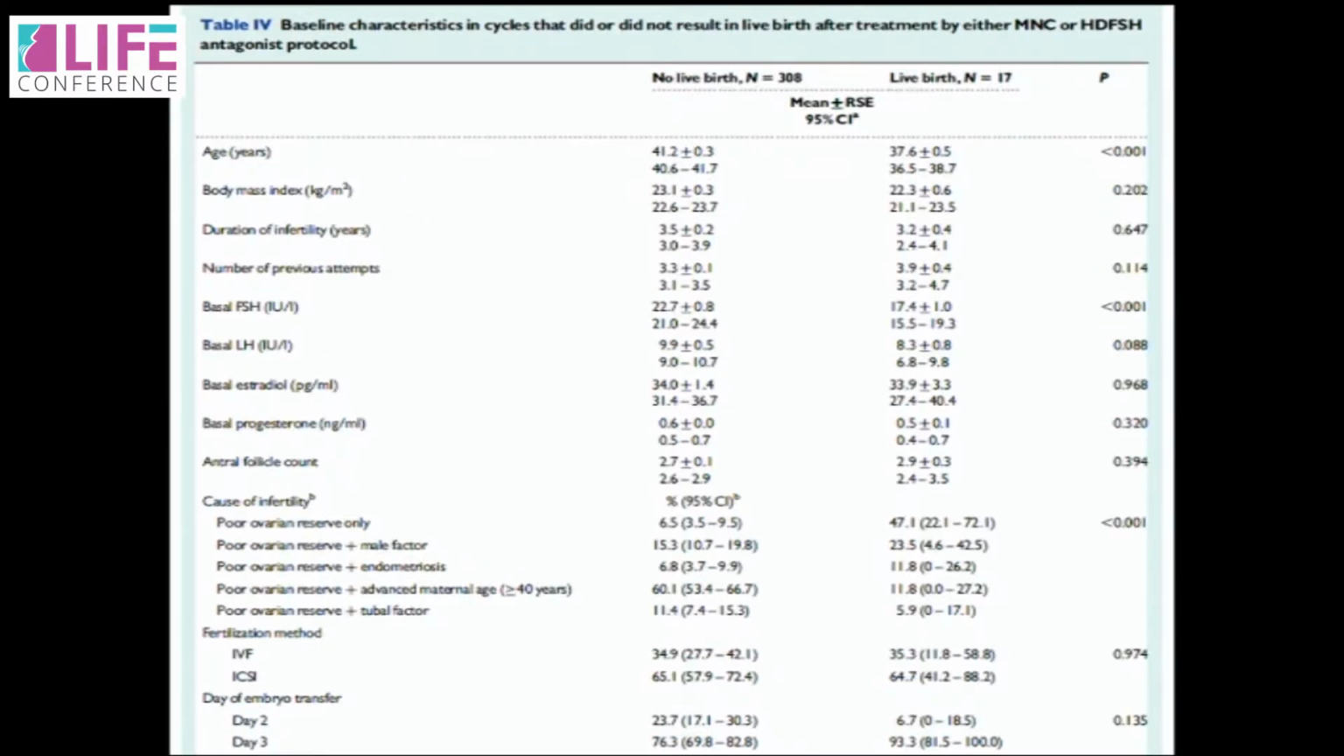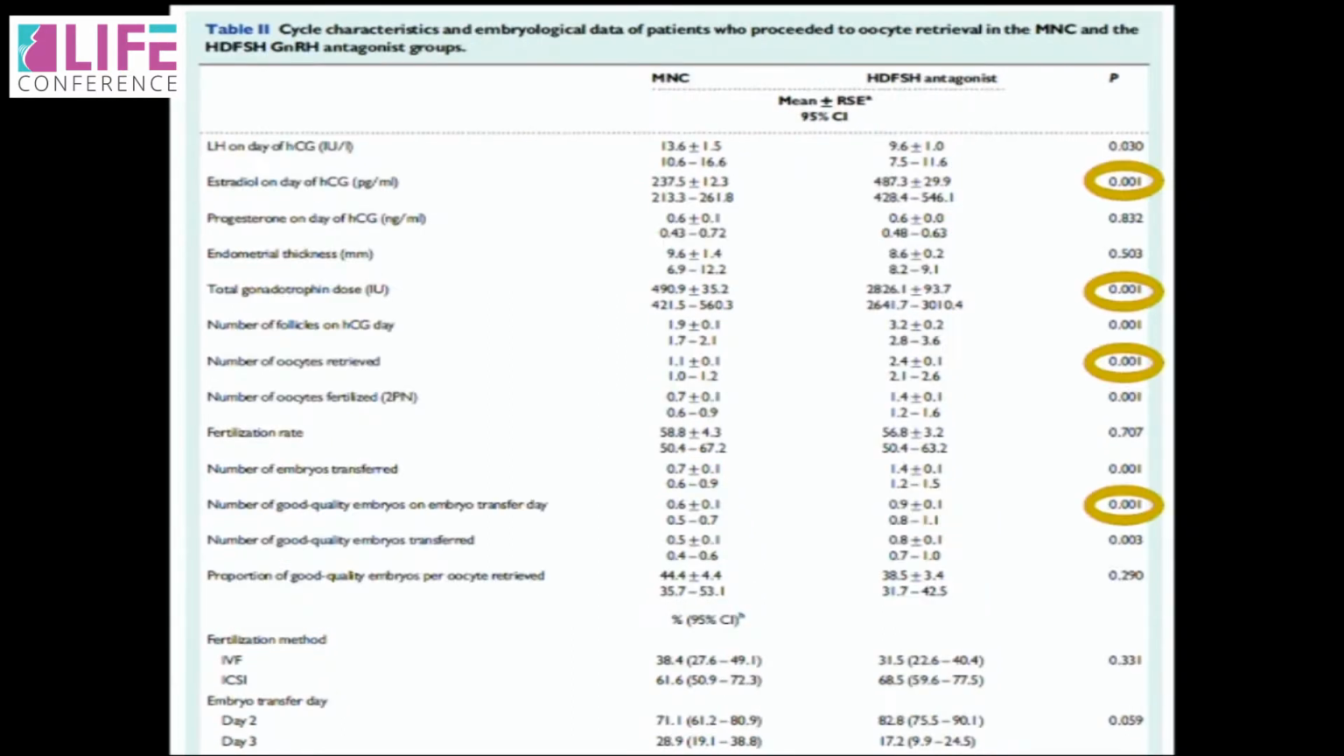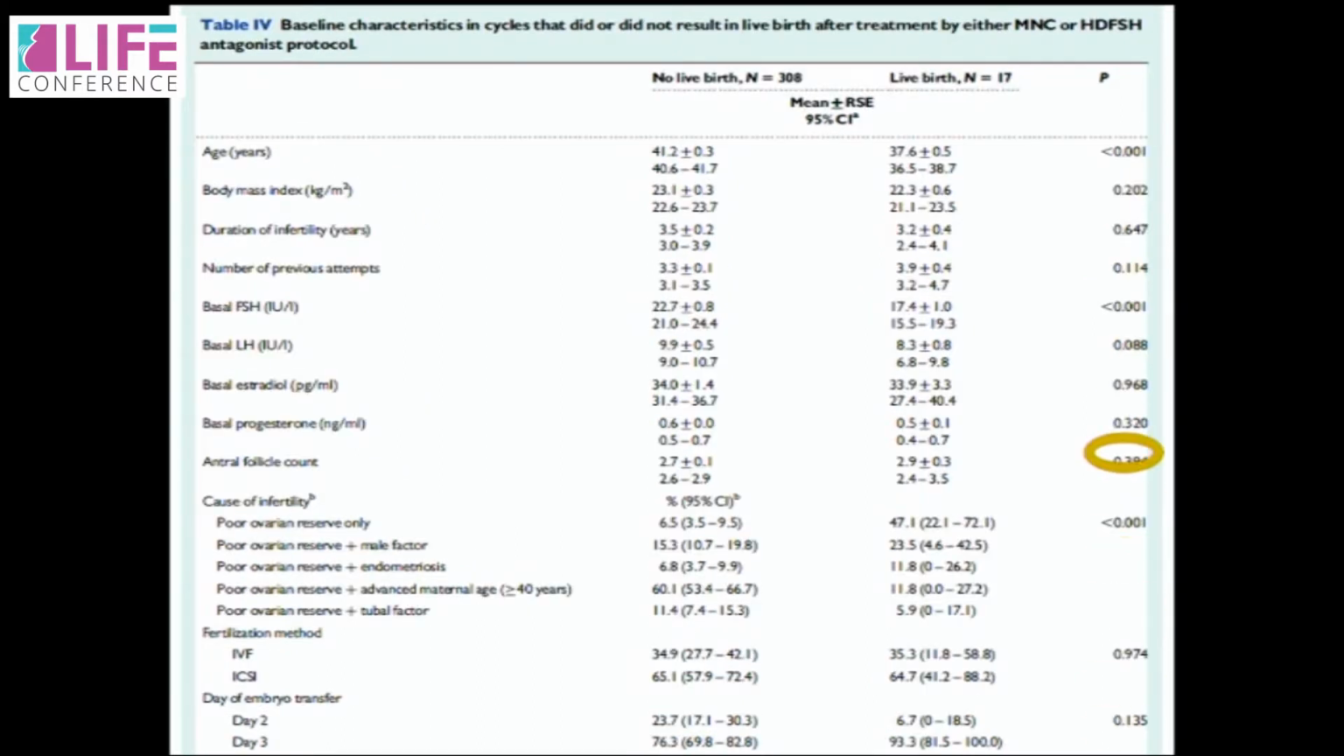I'm sorry, let me go back. After that they went on to analyze their data, looking at what other things were different between these two groups. They found that age, number of previous attempts, basal FSH, and the cause of infertility were different, and then they went on to do a multivariate analysis.